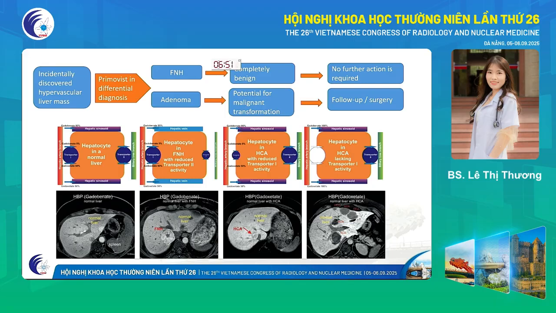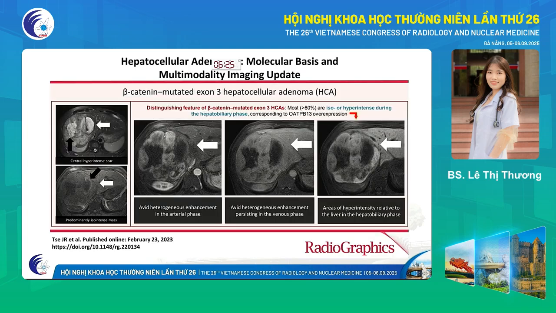So I have a question. Why do we need to differentiate between FNH and adenoma? As we know, FNH is completely benign, so no further action is required. But adenoma has a potential for malignant transformation, so we need to follow up or do surgery. Adenoma has 4 subtypes, so we need to find out which subtype has potential for malignant transformation.